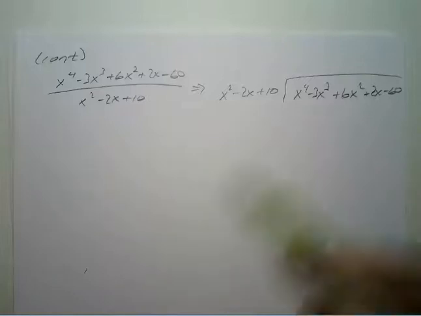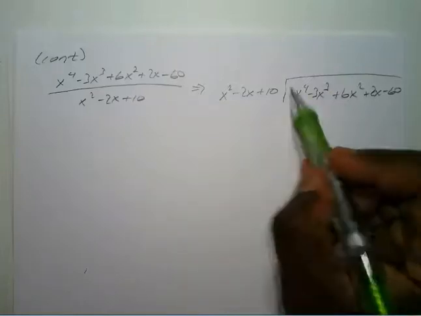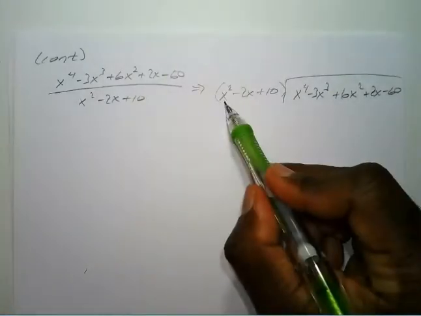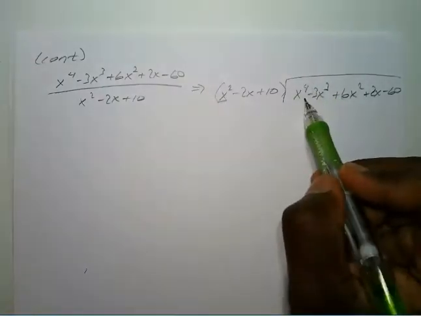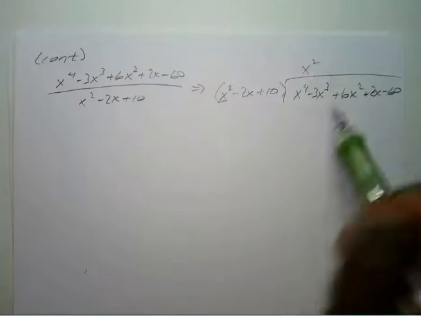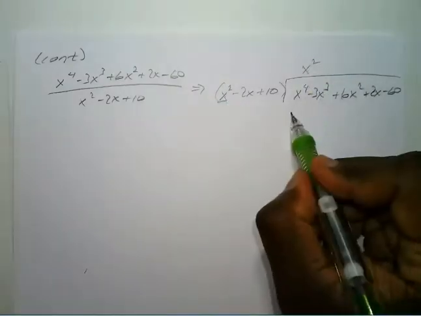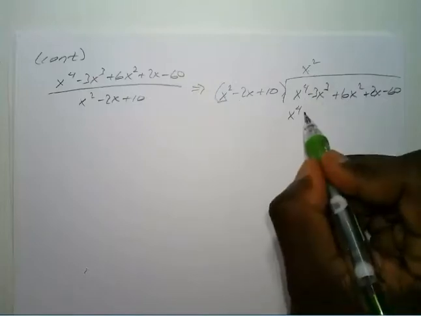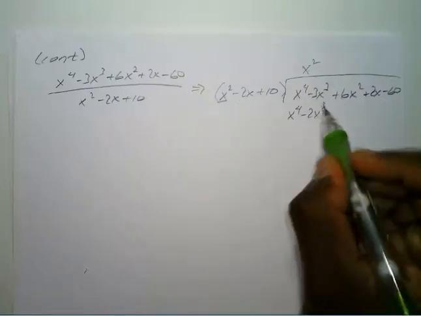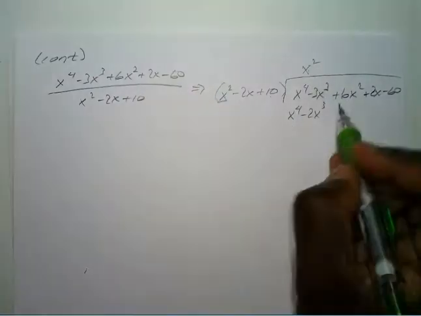Okay, so remember your first step, get rid of this x to the fourth. So x to the fourth times what? Well, x squared times what will give you x to the fourth? Well, that's x squared. x squared times x squared is x to the fourth. x squared times negative 2x is negative 2x to the third. x squared times 10 is 10x squared.